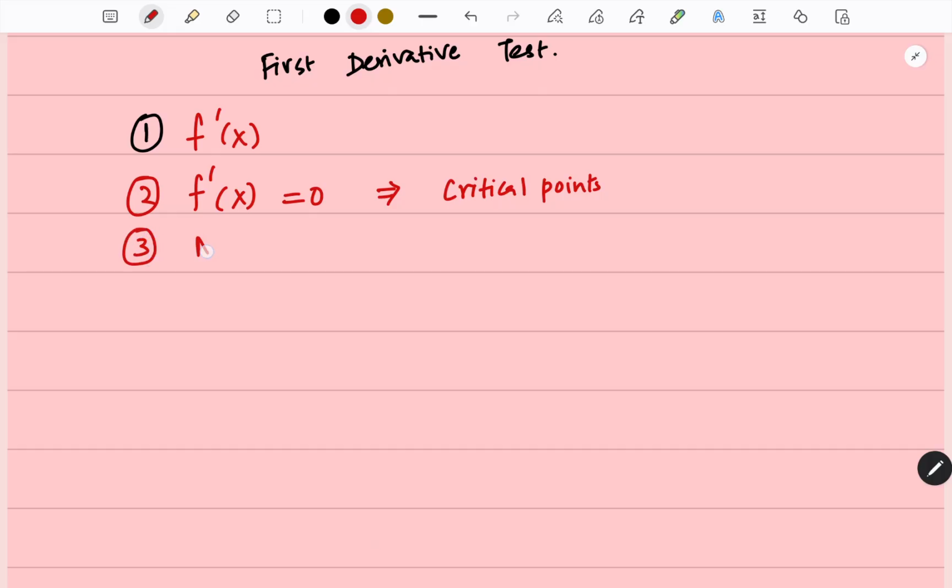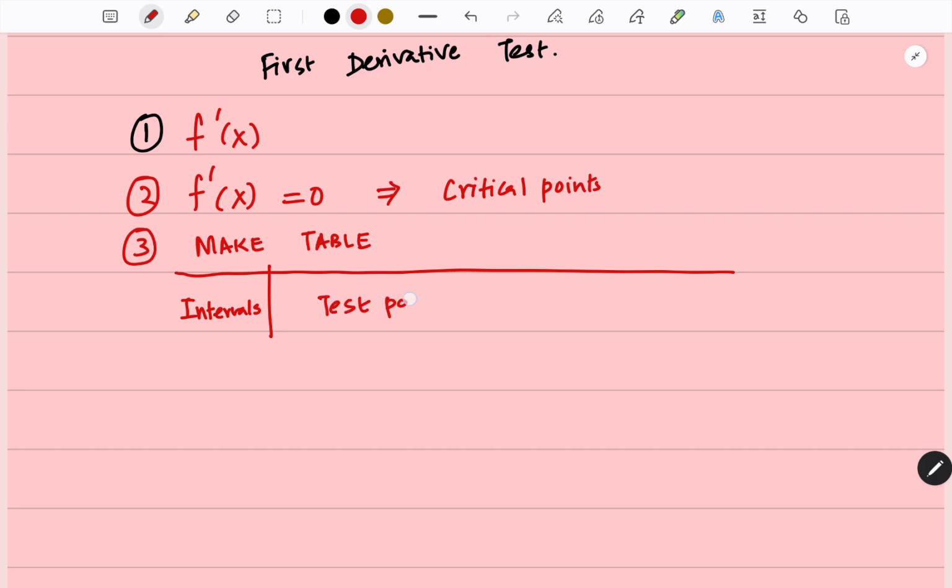Then step number 3 is you're going to make the table. The table consists of a few columns. The columns are intervals first, and then you take a test point on each interval, and then you check your f dash of x. You put your test point in the f dash of x. Then you get the signs, plus or minus or whatever it is. Then you talk about the behavior of the curve, right?